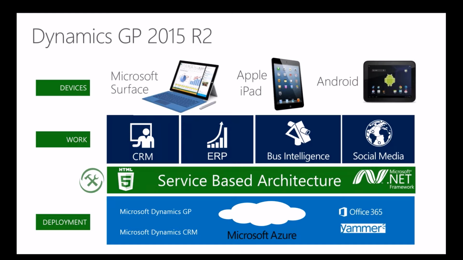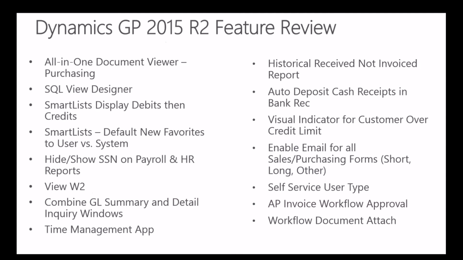So let's get in. So the feature review, Dynamics GP 2015 R2 features. This is our bullet points. I know there's one thing that I will mention on here that did not make the cut, but all-in-one document viewer in purchasing. It's an exciting bit that I saw demoed the first time at, what was that, Convergence, I guess. It was either Convergence or the GPUG Summit. It is a piece in the purchasing side that you can view all things happening with purchase order, a vendor, things of that part.